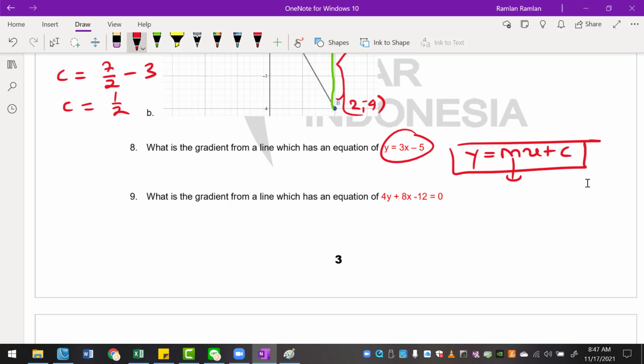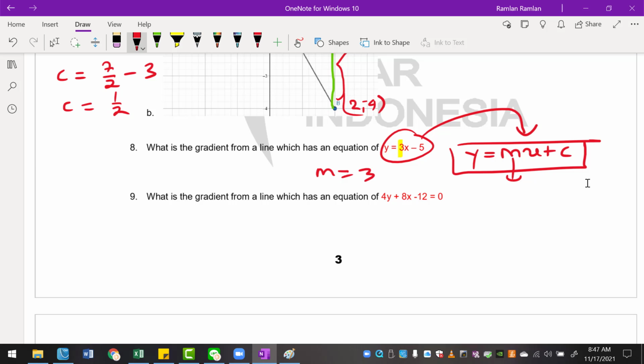Since this form has the same form as this one, the gradient is equal to 3, as simple as that, right? So this 3 over here. That's it. Okay. For number 9, what is the gradient of the line which has this equation?